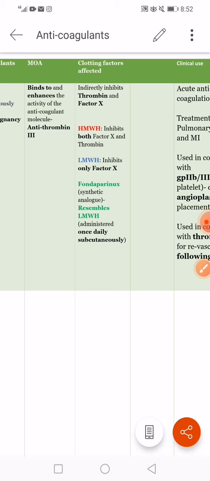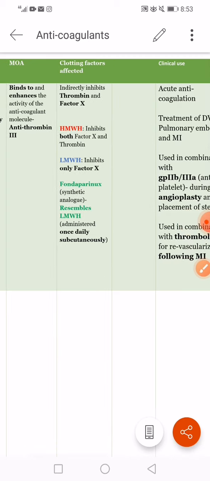So which clotting factors are affected by the action of heparin? Thrombin, which is considered to be factor 2, as well as factor 10, which in Roman is written as factor X. So factor 10 and factor 2 are affected.